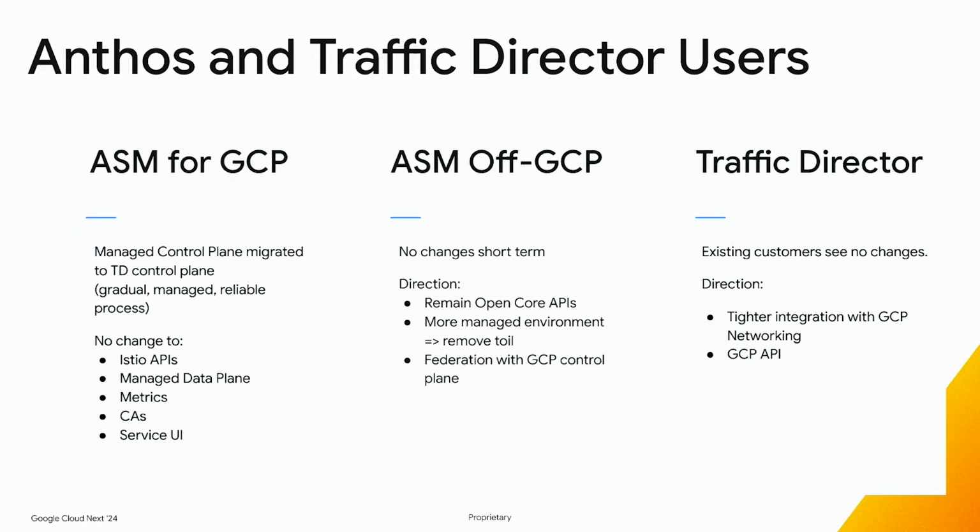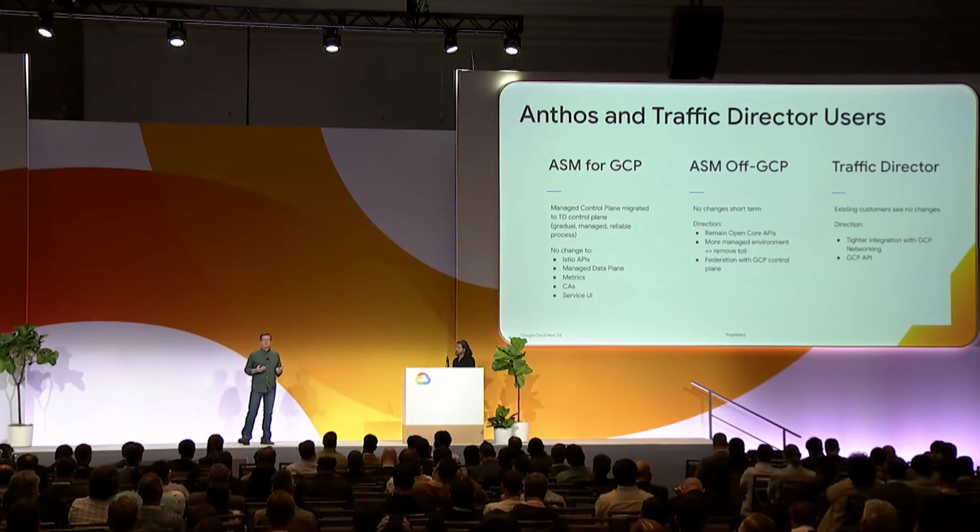And finally, if you're a Traffic Director customer, there are no changes. So we talked about the AppNet APIs that Traffic Director uses to manage the endpoints on Cloud Run, on GKE, on VMs. Those APIs continue to work, so there's really no change for you going forward.